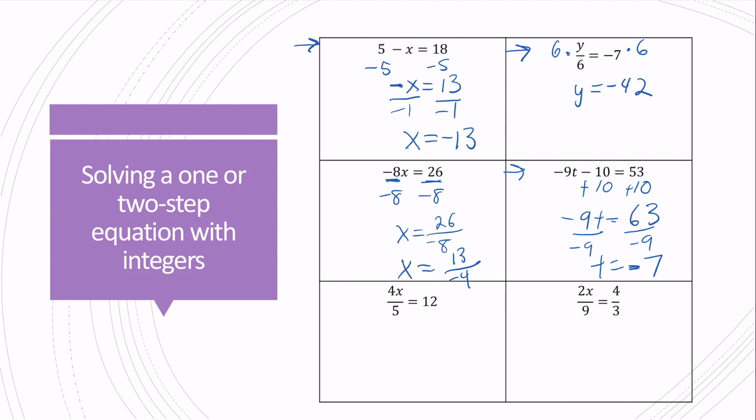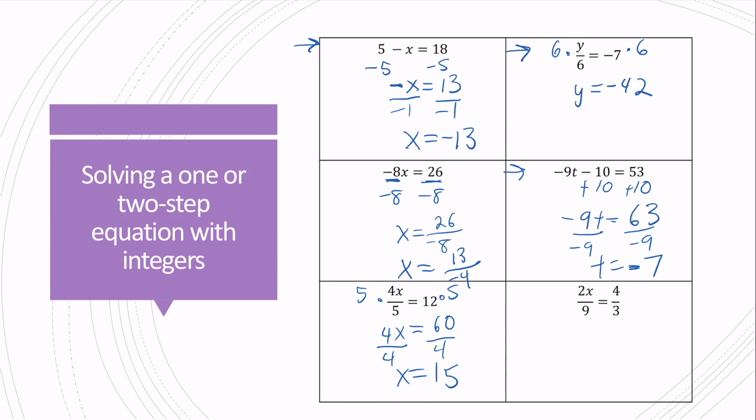I have 4x over 5 is 12. I need to multiply both sides by 5 to get rid of that denominator. We want our x's lonely. I have 4x equals 60. I'm going to get that x by itself by dividing by 4. X is 15.